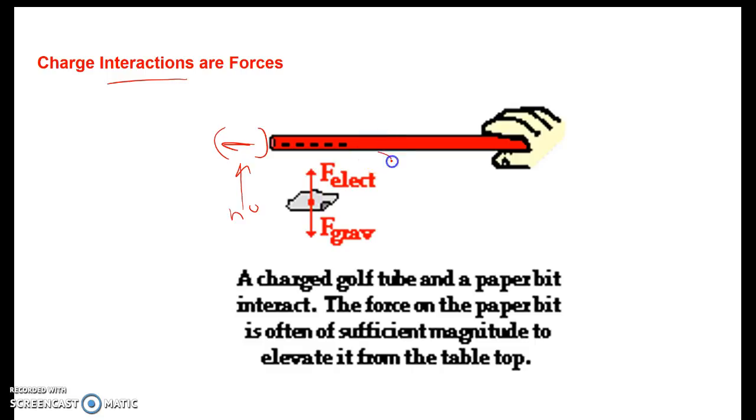Now, if we can get this distance exactly right, we can get the force of attraction, this electrical force, equal to the force of gravity. We could levitate this paper bit. And if you look on YouTube, you probably can see this. At some point, maybe I'll add that to this video. But right now, what I want you to see is that we can have balanced forces, and this object could be standing still by balancing the electrical force, or the force of attraction between the negative and the neutral, and the force of gravity right here.